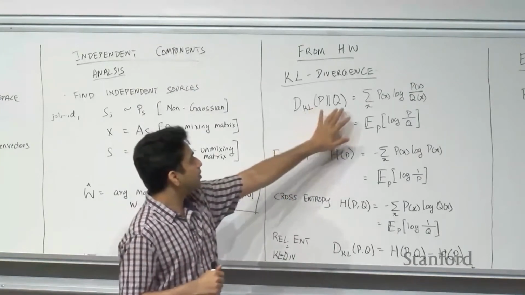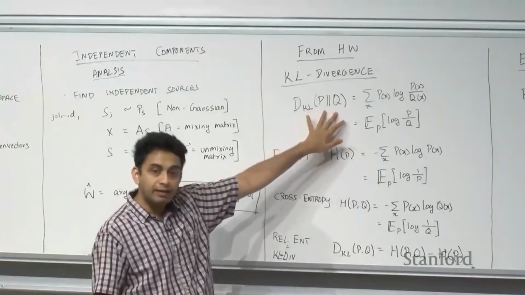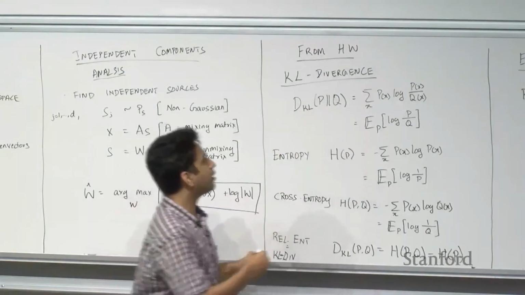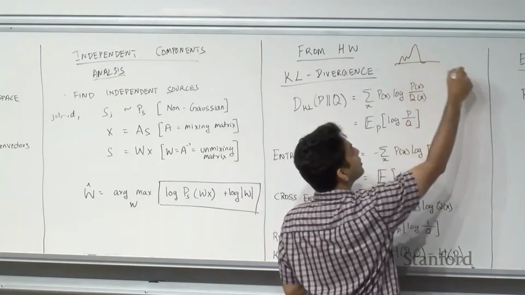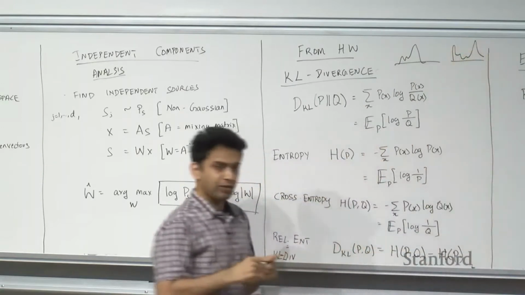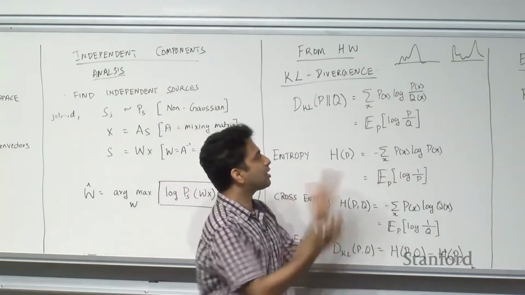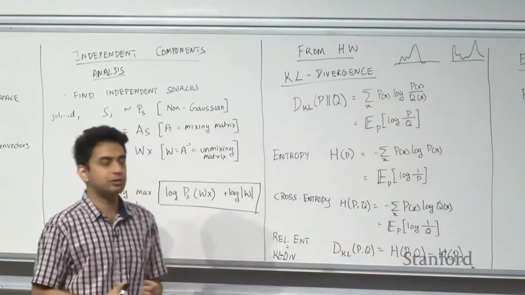Here the two things between which we are measuring are probability distributions, entire distributions. So you can think of P being some distribution like this and Q being another distribution like this, and we are trying to ask what's the difference between these two distributions. They're not single points but entire distributions.